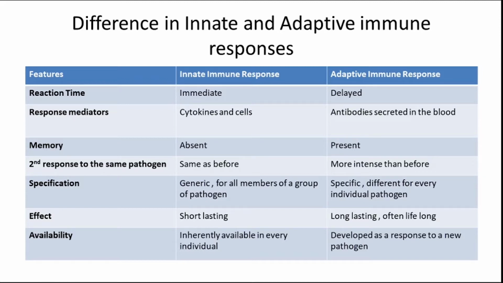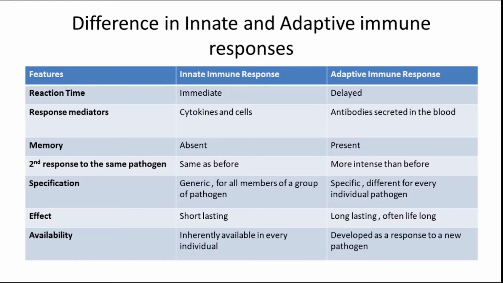Similarly, if we talk about the response mediators, the innate immune response is generated by cytokines and cells, whereas the adaptive immune response is generated by the antibodies which are secreted in the blood by the lymphocytes.